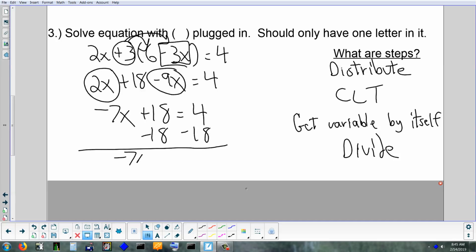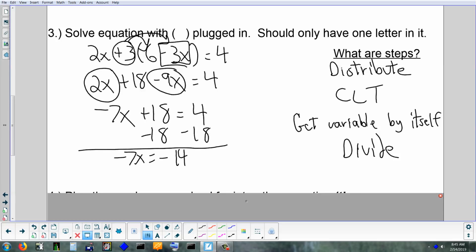I'm going to bring down my negative 7x. Is my answer here going to be negative or positive? 4 minus 18. Negative. Negative what number? 14. Well done. Last step is what, Yusuf? Divide. By what number? Negative 7. Awesome. Negative divided by a negative? Positive. Positive what? 2. Nice job. X equals 2.